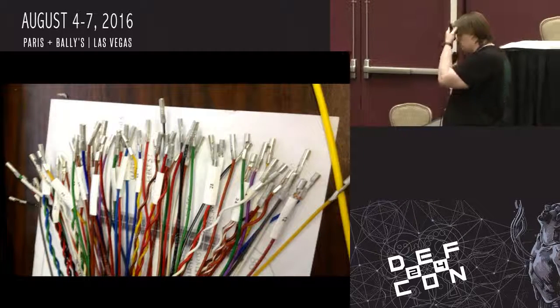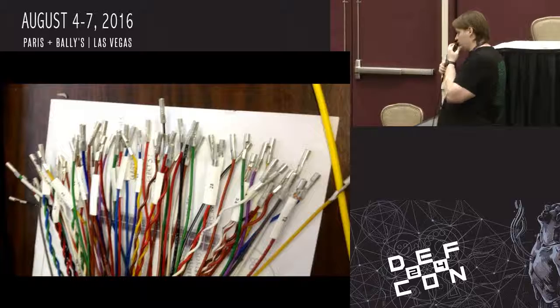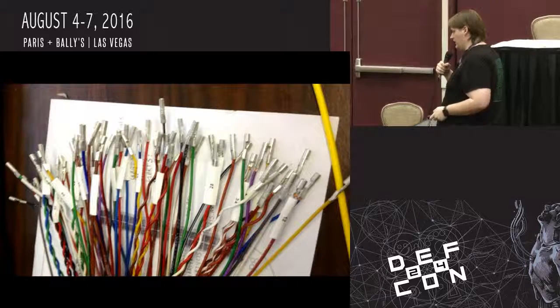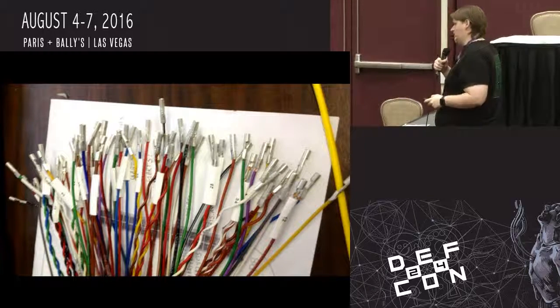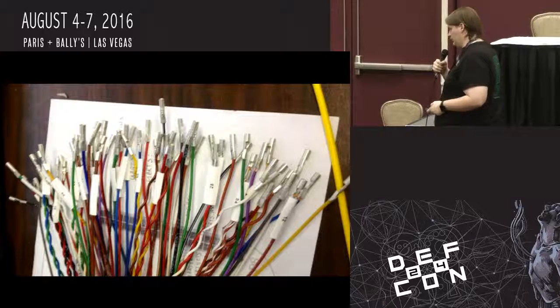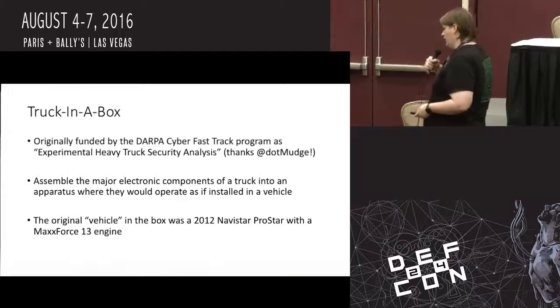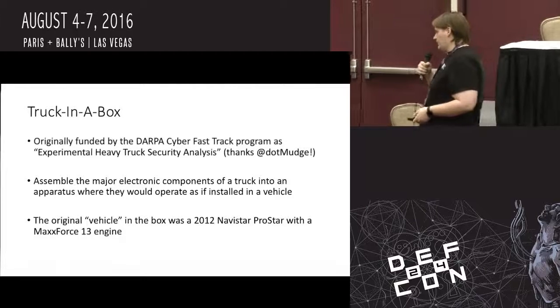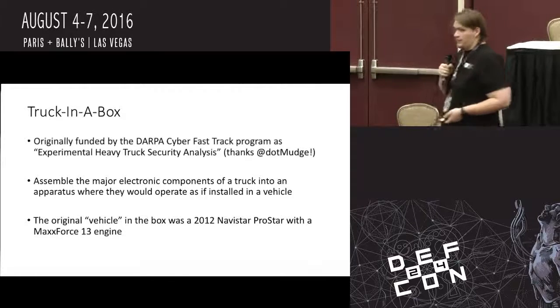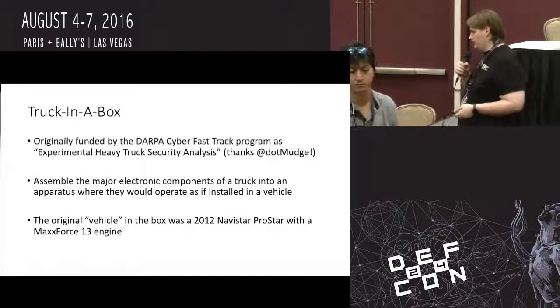This was an incredibly tedious process. You can see this was part of the wiring harness going to the ECM. This was handmade. I think there were something like 200 or 300 wires in this apparatus. The Truck in a Box project was originally funded by the DARPA Cyber Fast Track program. So thank you to Mudge, if you know who Mudge is.